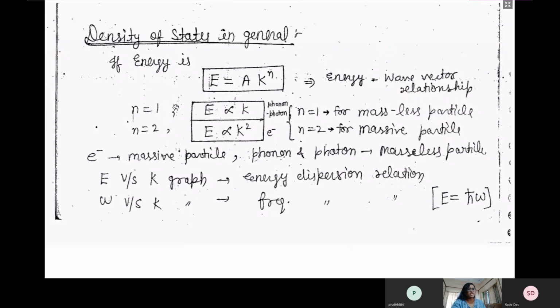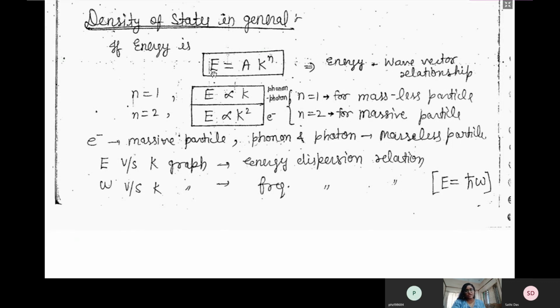Here I have shared some notes that I got from online sources, that for density of states in general, the energy-k relationship is E equals a k to the power n. Okay, this is called the energy wave vector relationship. Now if n equals 1, then E is proportional to k, and if n equals 2, then E is proportional to k square. So for E proportional to k, the relationship is for phonon and photon, which we have already learned. For phonon it is velocity v, and for photon it is velocity c. Otherwise it is the same.